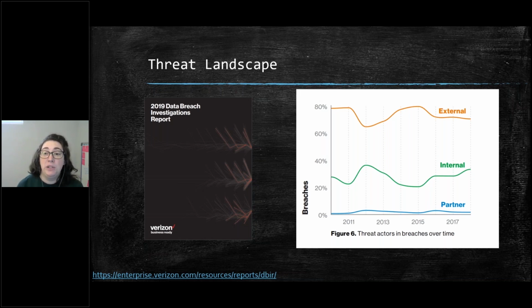Identity and access management usually has to deal mostly with internal and partner breaches. But if you find something kind of funny, you're looking at this chart and you see how internal and external kind of match each other. And it's very interesting. So there is some external that involves identity and access management, but most of it is internal.